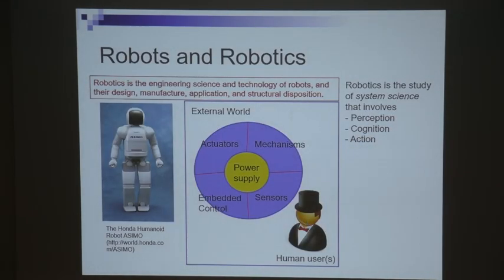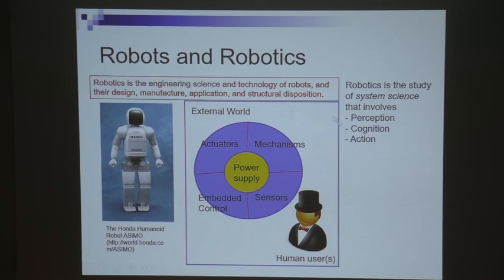So what really matters to us is these two aspects, these two definitions. From an engineering point of view, robotics is the engineering science and technology of robots and their design, manufacture, application, and structural dispositions. So with this, you can see that a robot will require power supplies, actuators, mechanisms, sensors, as well as an embedded controller, and this will interact with the human user.